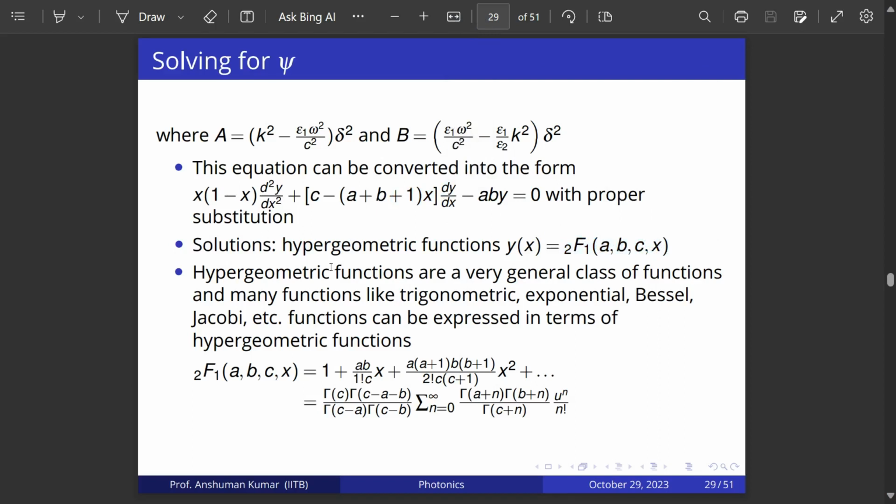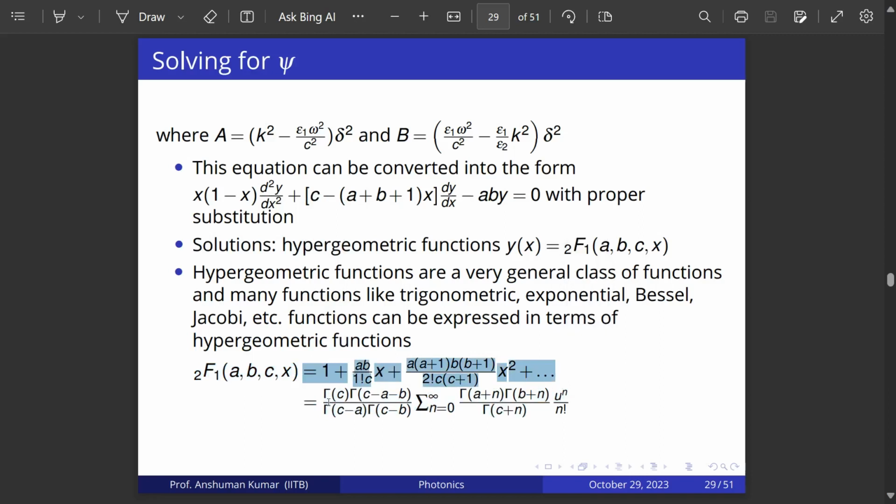So what are hypergeometric functions? Hypergeometric functions are a very general class of functions, and many trigonometric functions, Bessel functions, and Jacobi elliptical functions can be expressed in terms of hypergeometric functions. So how is a hypergeometric function represented? 2F1 is the representation, and it takes three constants as arguments and one variable, and this is the form.